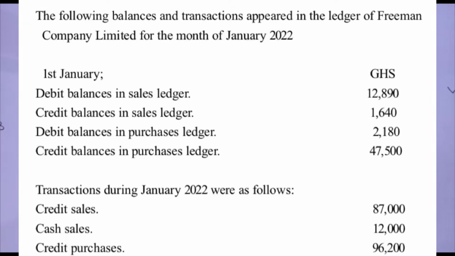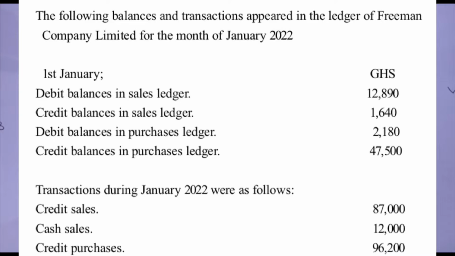On 1st January, debit balances in sales ledger, 12,890 Ghana cedis. Credit balances in sales ledger, 1,640 Ghana cedis. Debit balances in purchases ledger, 2,180. Credit balances in purchases ledger, 47,500. Transactions during January 2022 were as follows.